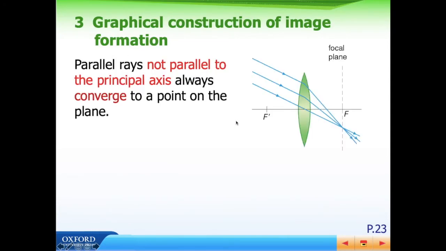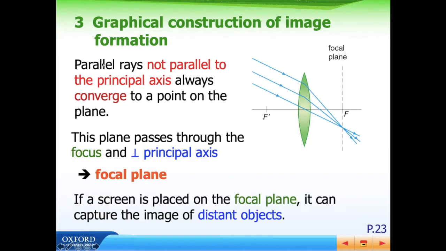Another piece of information that you need to take note of: parallel rays not parallel to the principal axis always converge to a point on a plane. This plane passes through the focus and is perpendicular to the principal axis. We call this the focal plane. If a screen is placed on that focal plane, it can capture the image of a distant object. Okay, that's the end of section 3, graphical construction of image formation.